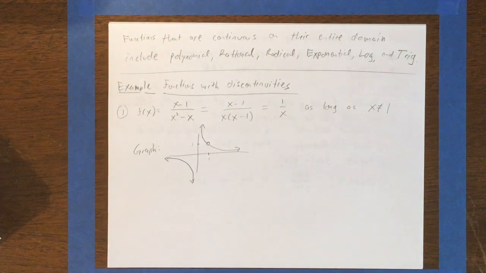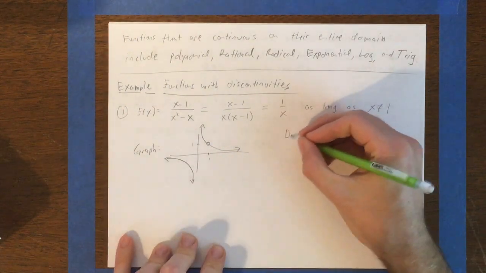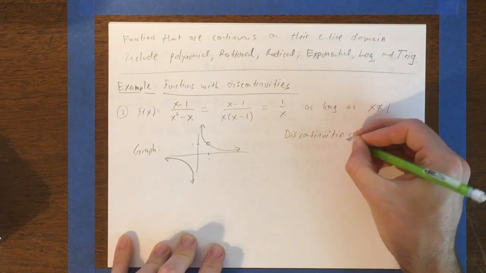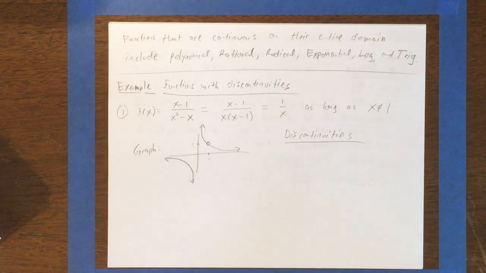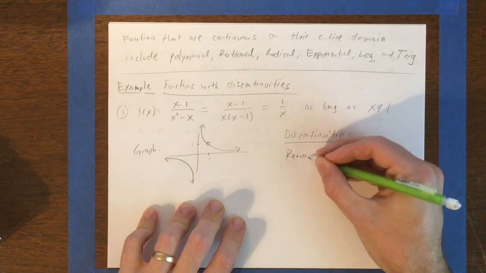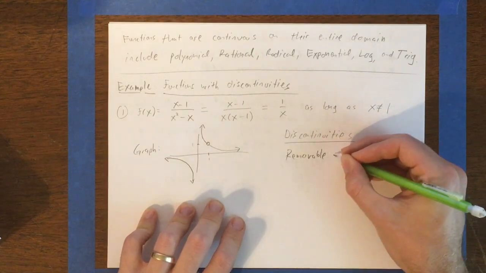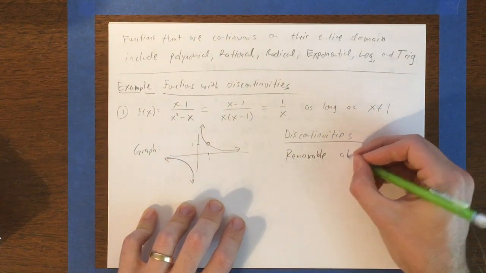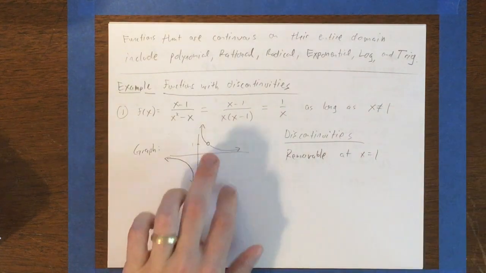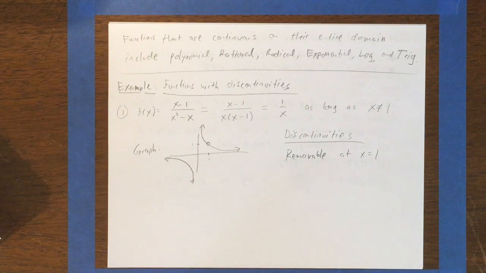So, what are the discontinuities in this function? Well, there's two. First, there's the hole, right? That type of discontinuity is called a removable discontinuity. So we have a removable discontinuity at x equals 1. We're just going to identify the discontinuities by the x coordinates they correspond to. So we have a removable at x equals 1.